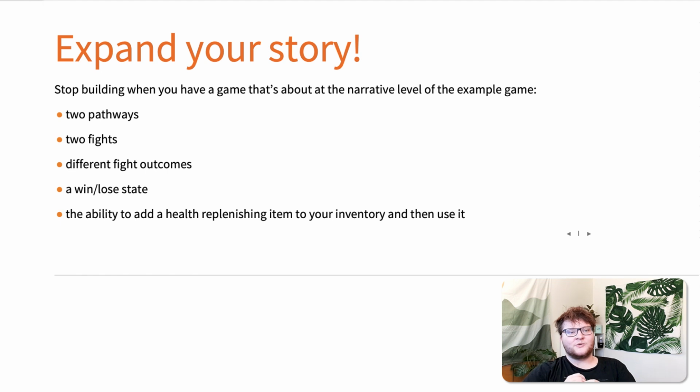Stop building when you have a game that's about at the narrative level of the example game. So when you have 2 pathways, 2 fights, some different fight outcomes, and a win or a lose state, you've built a playable game. We have loads of extensions that are available to add to the inventory and the health restoration mechanics from the example game and to make it look better. And then you can feel free to continue and improve and tweak your game however you want.